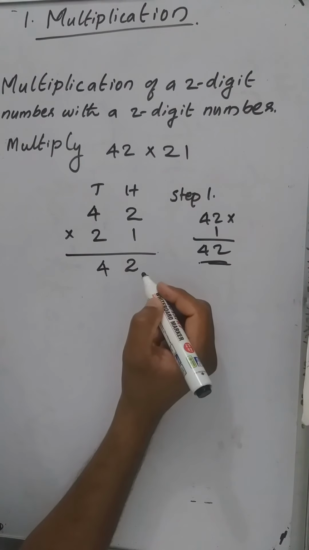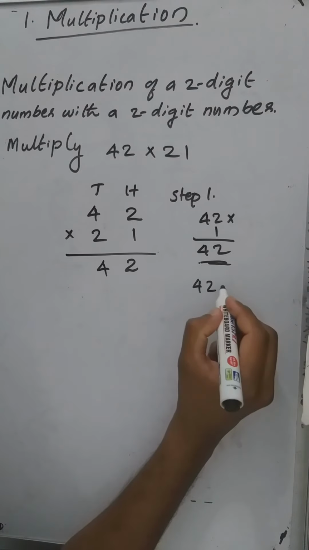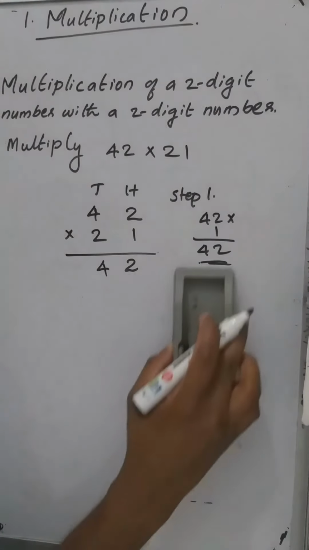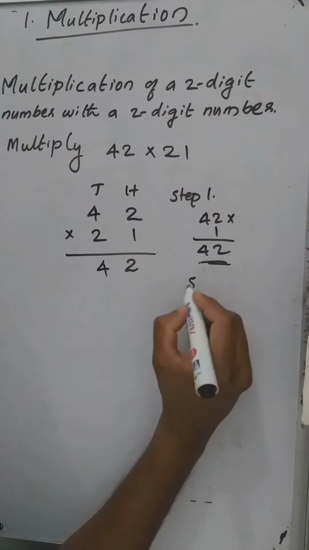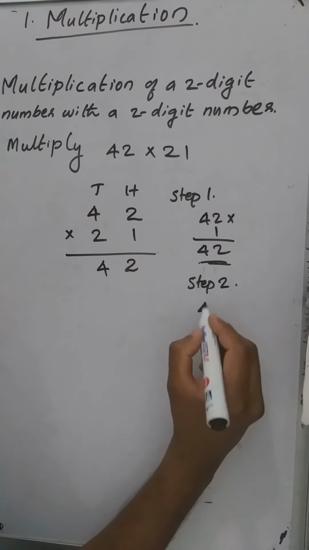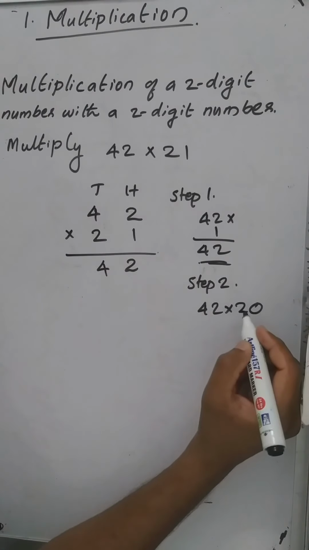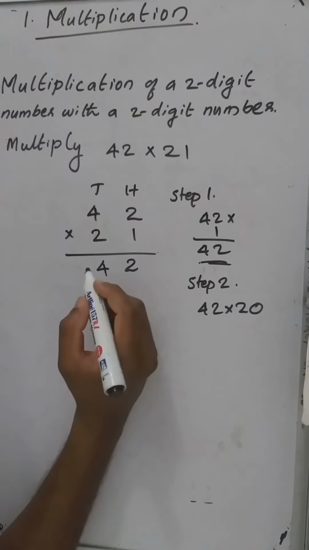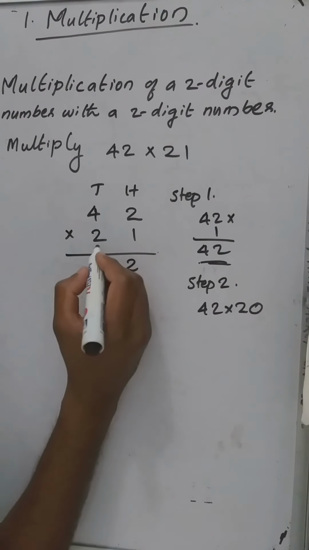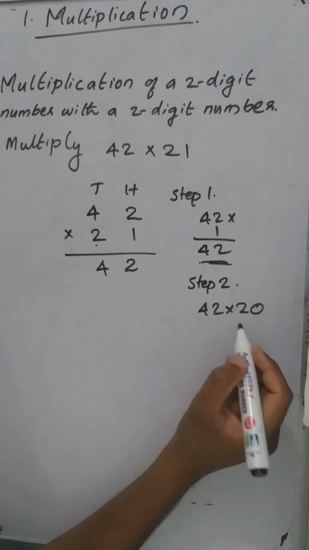Then next, in the second step, you have to multiply 42 by 20. Why are we multiplying 42 by 20? Because this 2 is in the tens place. So we have to take 20.